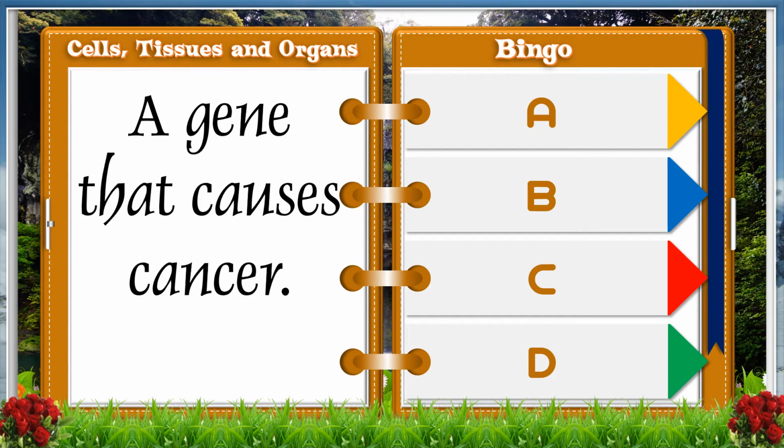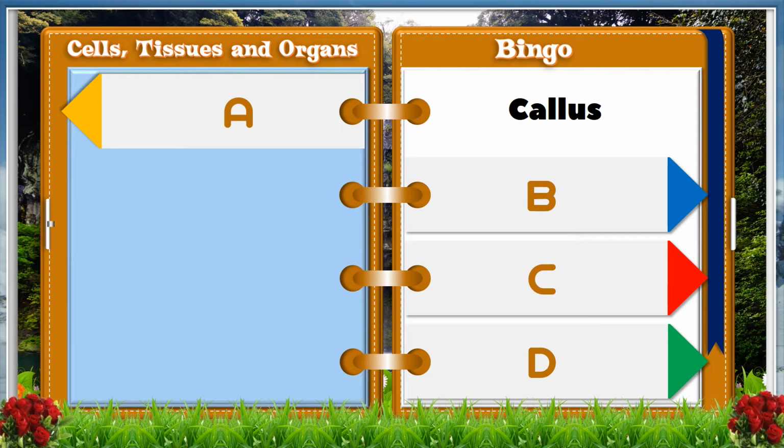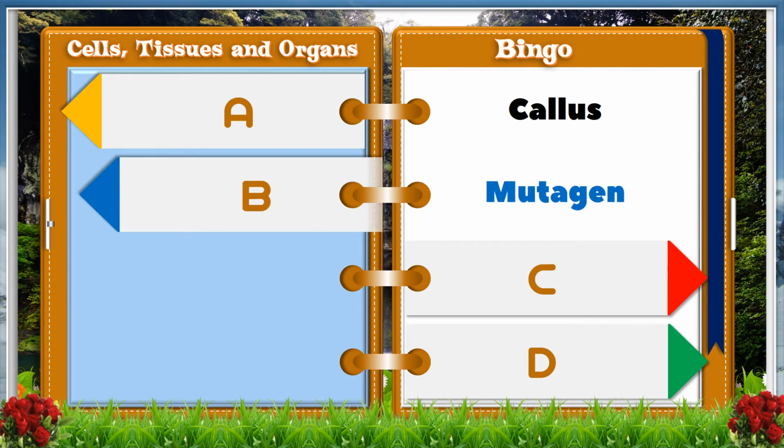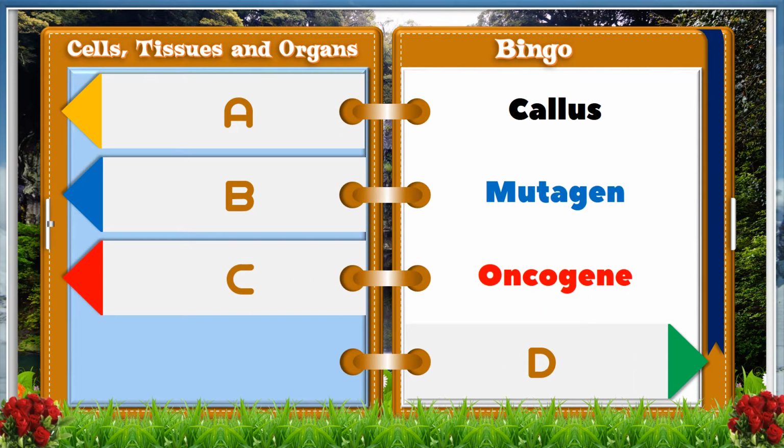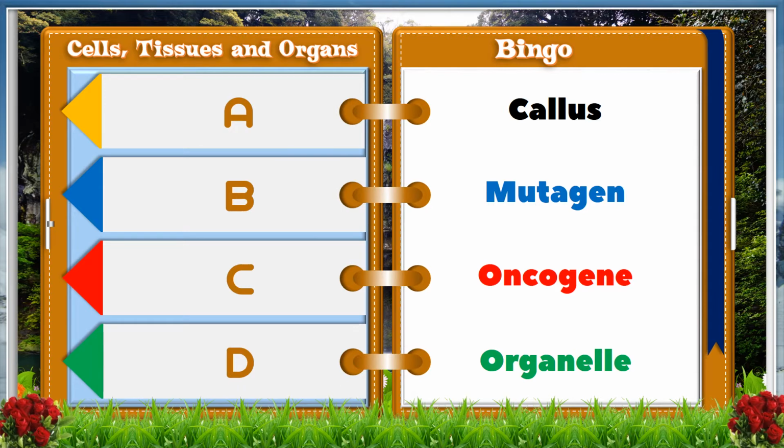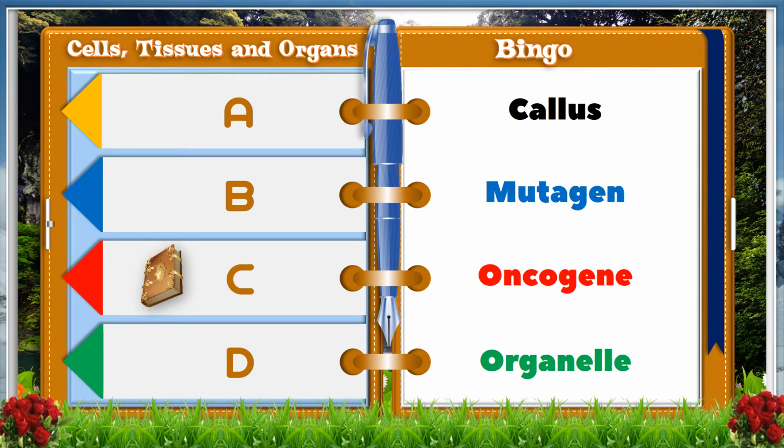A gene that causes cancer. A. Callus. B. Mutagen. C. Oxygen. D. Organelle. And the answer is C. Oncogene.